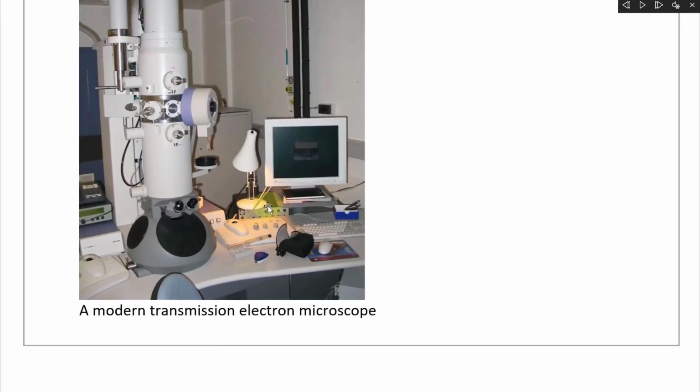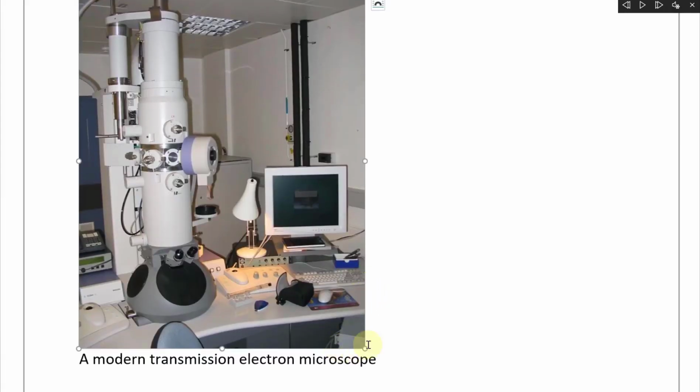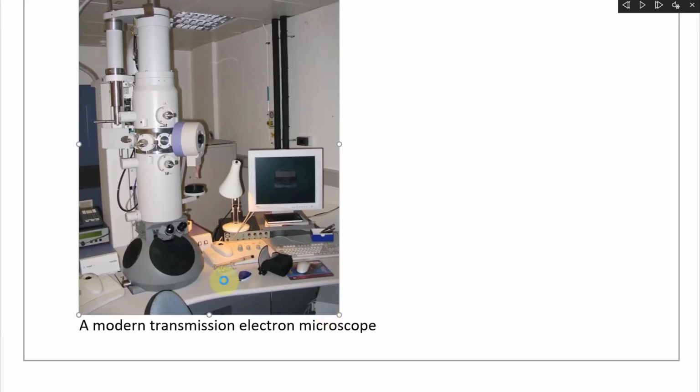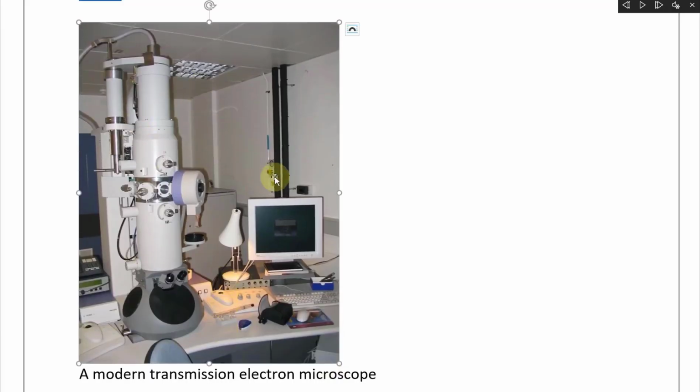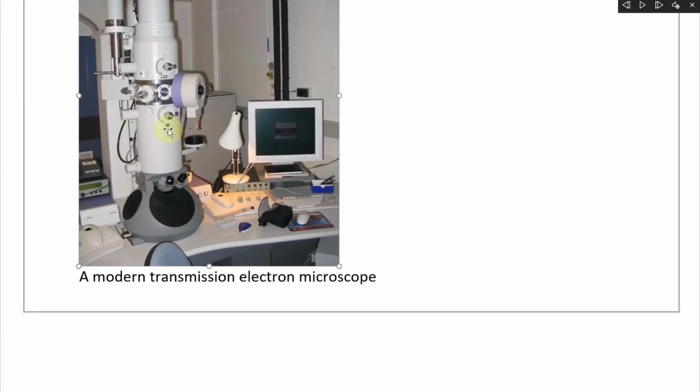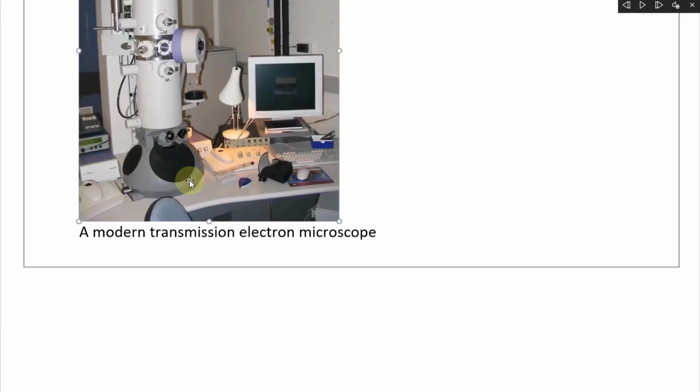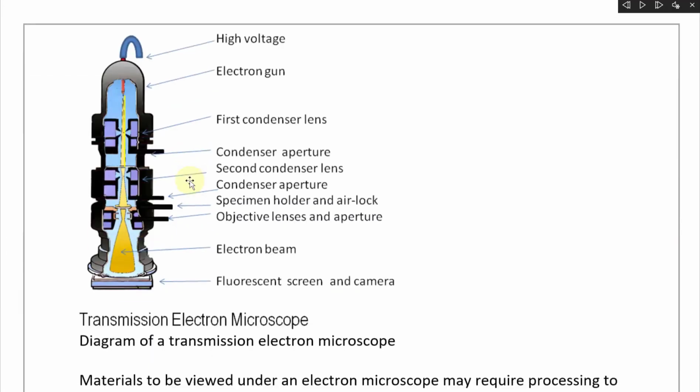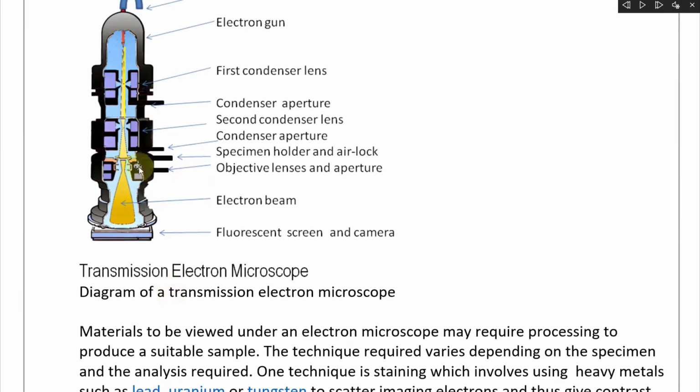You're going to 2 million times magnification. So this is a modern transmission electron microscope. You're going to get this giant thing, and you can be looking for viruses and so on, or atoms and a lot of other stuff you can do with this powerful device. Anyways, continue further. So here's a diagram of how it looks.